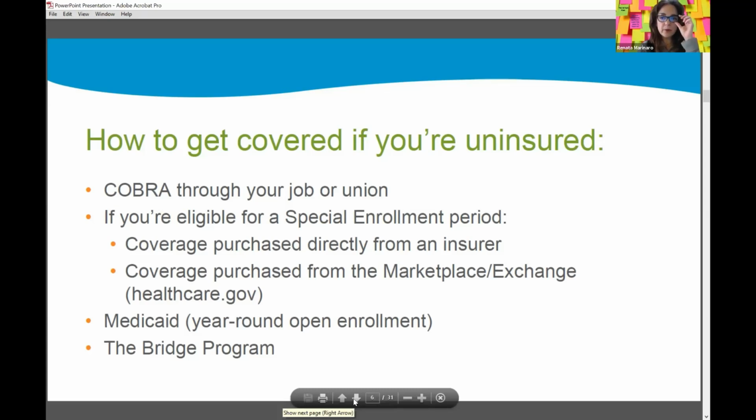And then the bridge program, we have that listed here, but actually Audrey's going to talk about the fact that enrollment doesn't open up again until the fall. So she'll go into detail about that later on in the presentation.